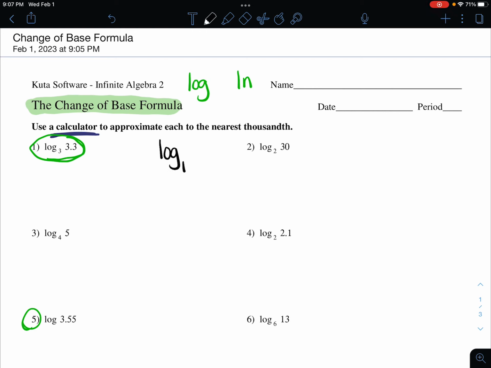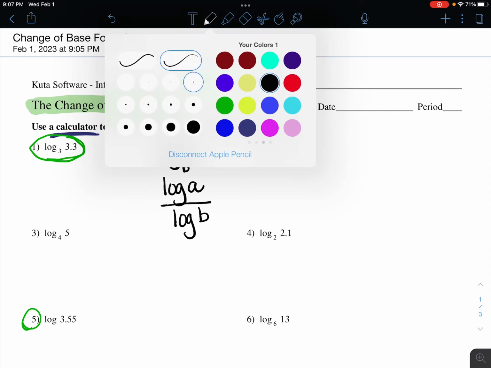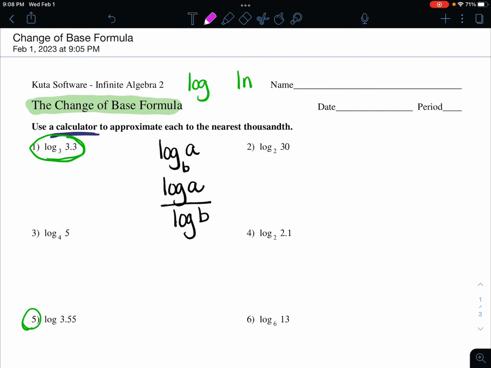So here's the formula. If you have a log with a base that's not 10 or e, and you need to find the value of it, here's what you do. Using the regular common logarithm in your calculator, you would do the log of what you're taking the log of, divided by the log of whatever your base is. You're going to use the common logarithm to take the log of each one of those things and divide, and that's your answer.